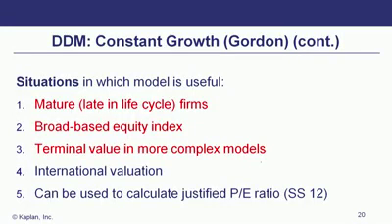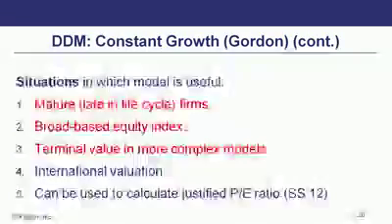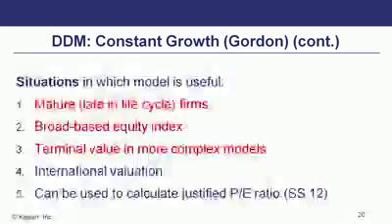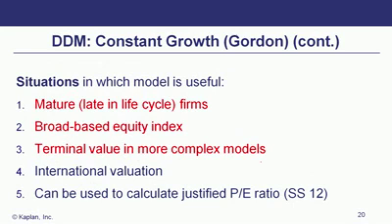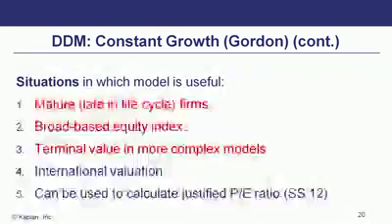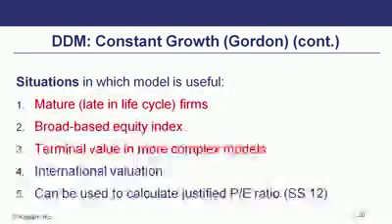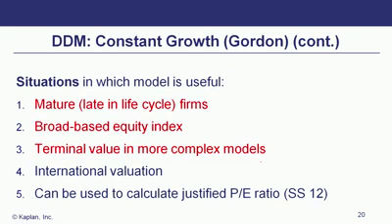Situations where it's useful. Well, we kind of talked about this earlier on. It's when you've got stable, predictable, believable dividends that are related to profitability. So that means mature firms, you can use it for a broad-based equity index, so as an overall kind of average growth in dividends. We can use it as the terminal value in a more complex model. So, for example, slightly more complex is the 2-stage model. Then we'll value the dividends in the early high-year growth, and then use a constant growth model to get the terminal value.